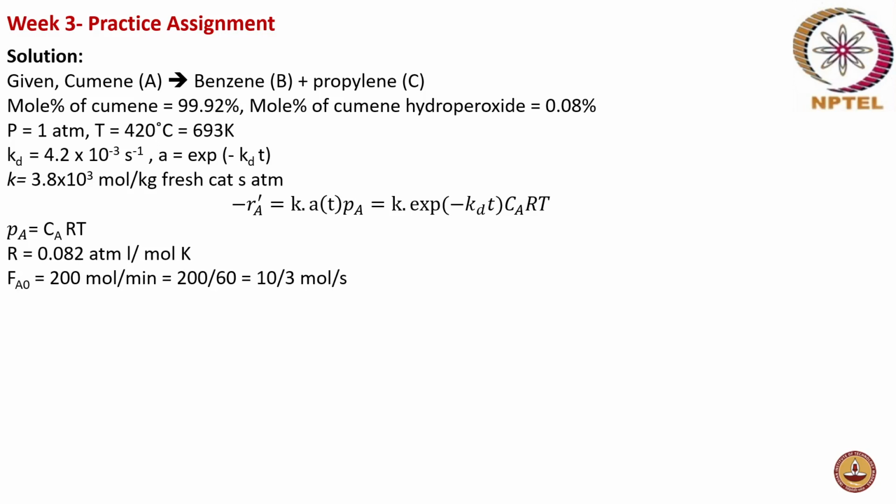Then the inlet molar flow rate is 200 mole per minute, which I have converted to mole per second, because your kd is expressed in second inverse. Here the reaction rate constant also has seconds, so to have unit consistency I'm converting moles per minute to moles per second. Similarly, the initial concentration Ca naught I'm also converting into moles.